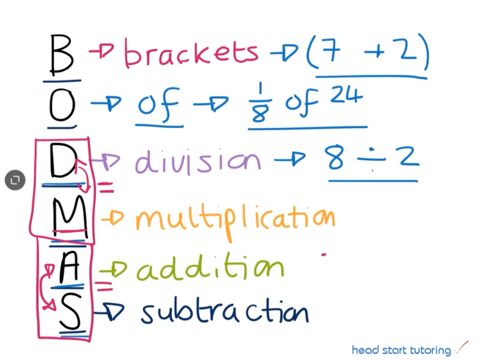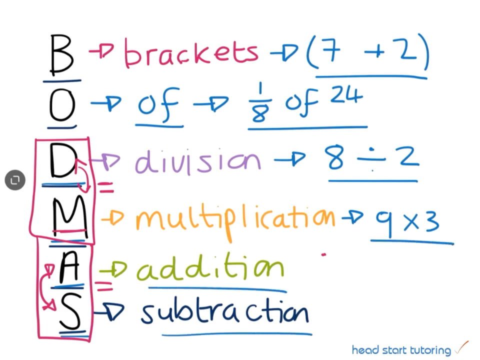We then have a look at multiplication. We know that multiplication is just timesing 2 numbers together, or more than 2 numbers. So if we've got 9 multiplied by 3, we would do that before we would do addition and subtraction. Then we have a look at addition. We've got anything added together. Let's say 10 plus 4, we would do that right at the end. Okay, so it depends whether addition or subtraction comes first.